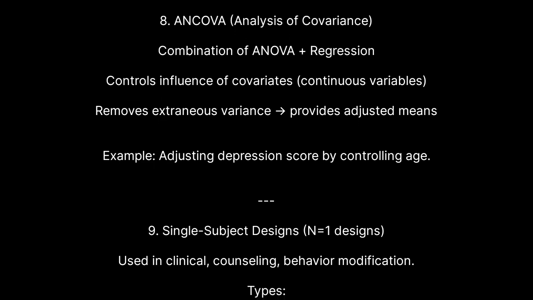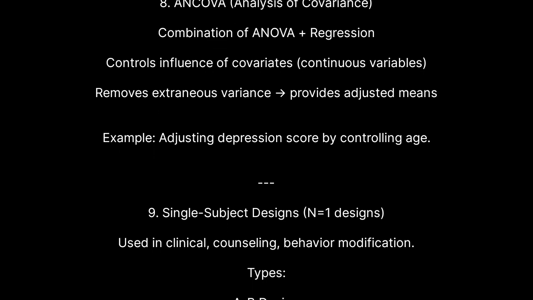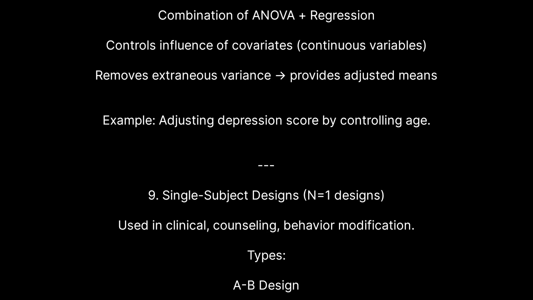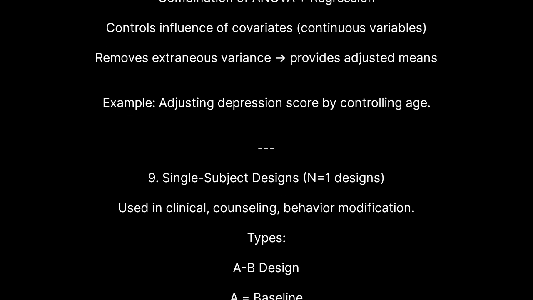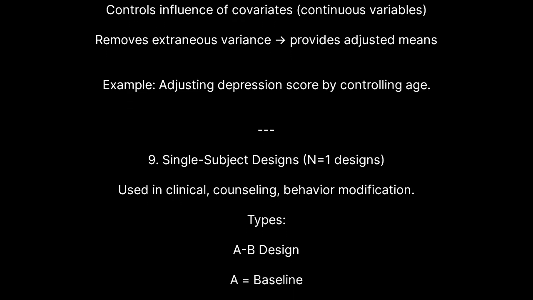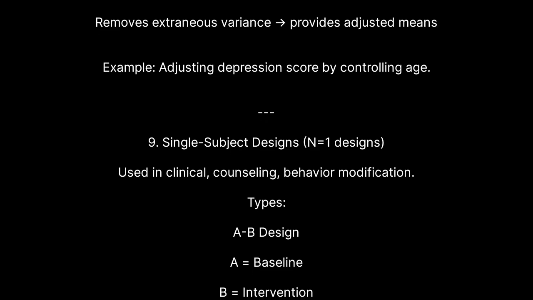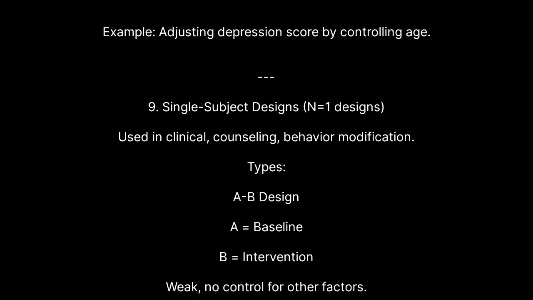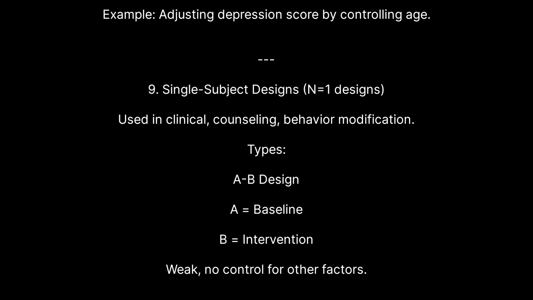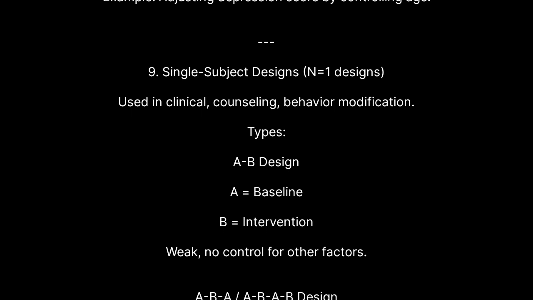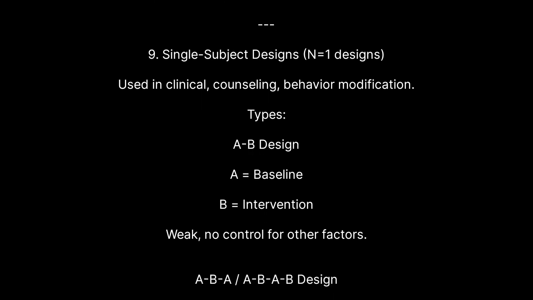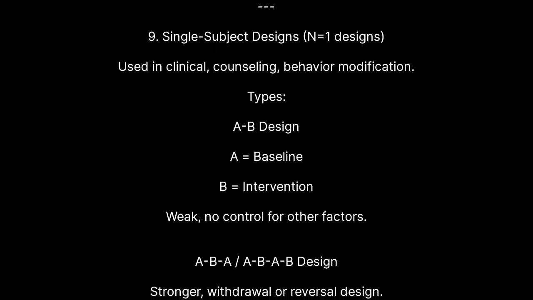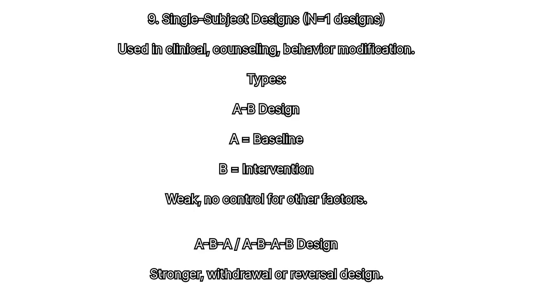Ninth one is single subject designs. N equals 1 designs, used in clinical counseling and behavior modification. Types: A-B design, where A equals baseline and B equals intervention. Weak, no control for other factors. A-B-A or A-B-A-B design: stronger, a withdrawal or reversal design.